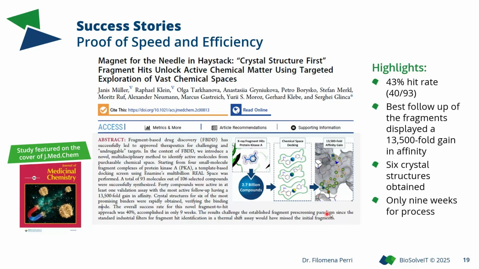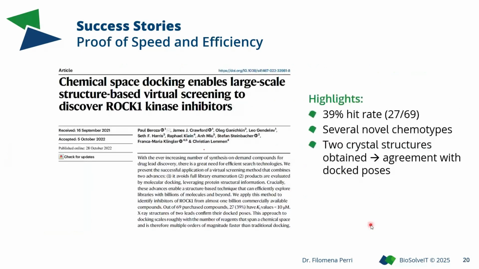If here we started from a crystallized fragment and used it as a template, a different case was this one that we conducted in collaboration with Genentech. Here, the target was ROCK1 kinase, and we tried to find inhibitors. And again, the real space was sampled, and out of the 69 purchased compounds, 27 resulted active with a Ki value below 10 micromolar. So we had, again, roughly 40% hit rate. We had 43% there, 39% here. So we are on the same level.